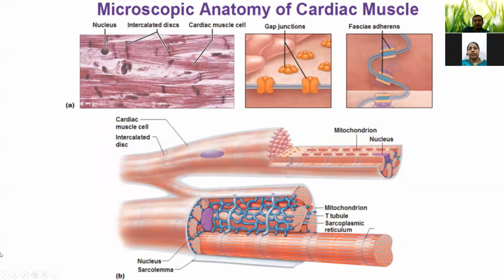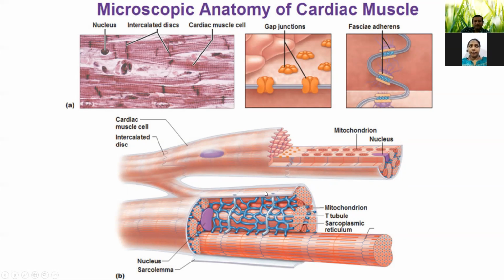This is the microscopic anatomy of cardiac muscle. In picture A, you can see the nucleus, intercalated discs, and cardiac muscle cell. In the next picture, the gap junctions are there. And in the last picture, that is the fascia adherens. These are the sites by which the heart can produce its impulse and transfer it to all parts of the heart rhythmically.